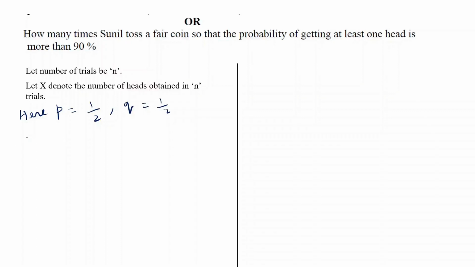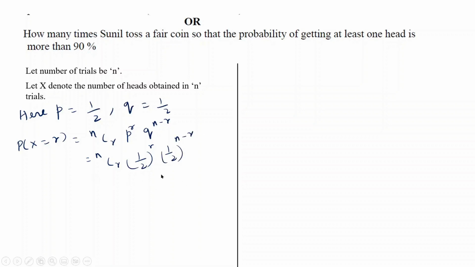So the distribution is given by probability of x is equal to r. This is equal to nCr, then p power r, q power n minus r. Or it is nCr half raised to r, half raised to n minus r.